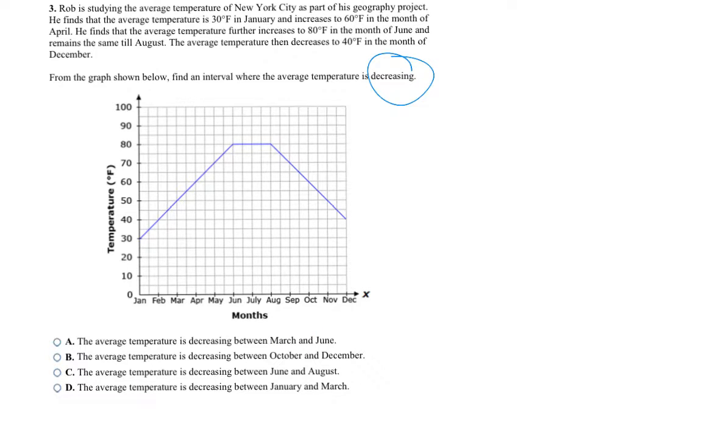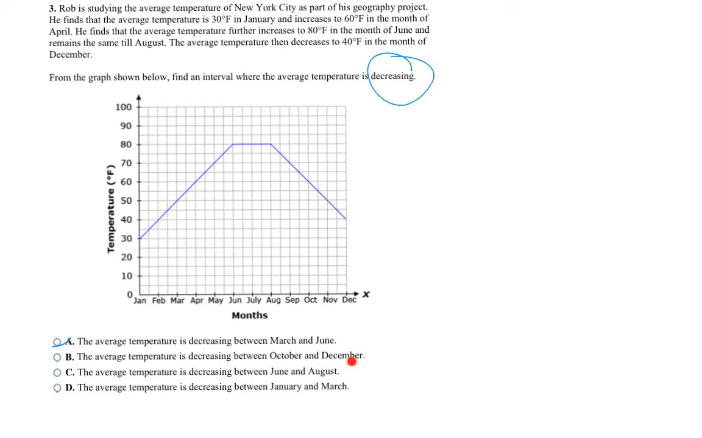So first let's look from March to June. So if I go up here to where March starts, and then I use my graph and look to when June starts, from March to June, that graph is going up. It's increasing. So it can't be A because we're looking for decreasing. So then I do the same for B.